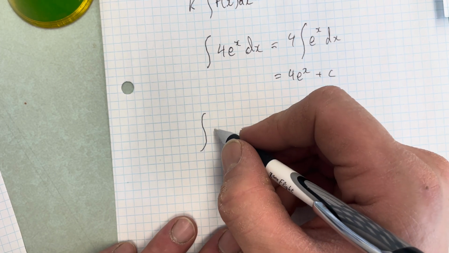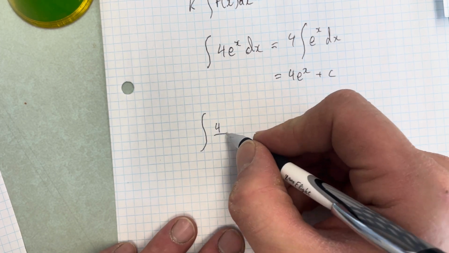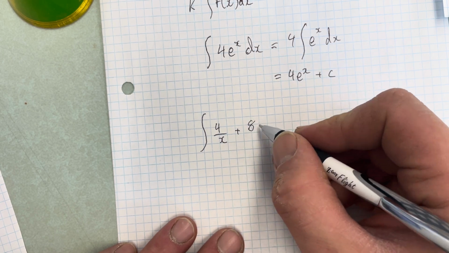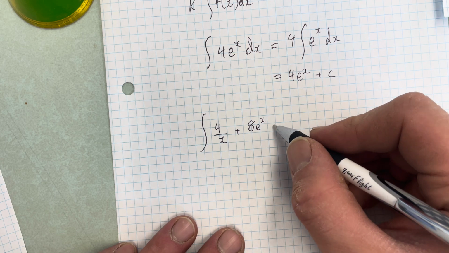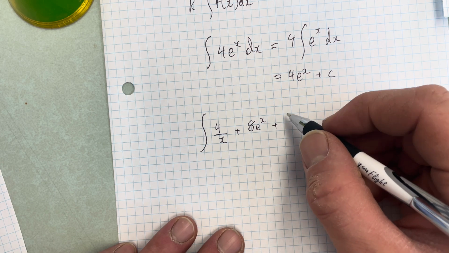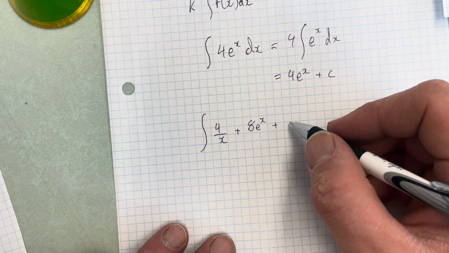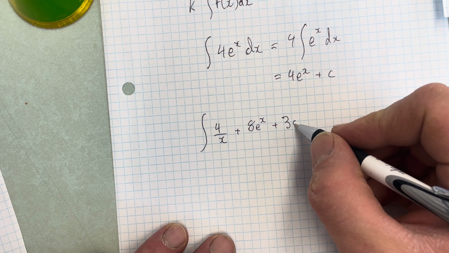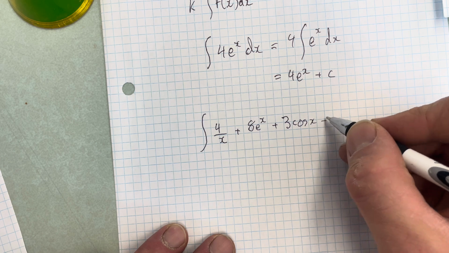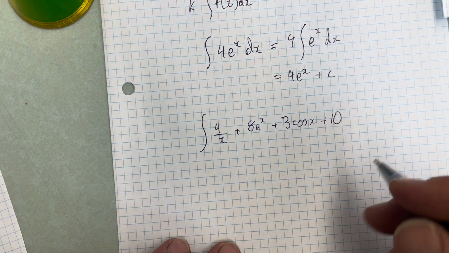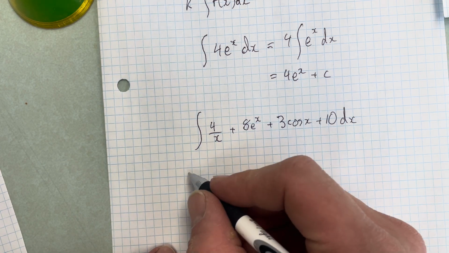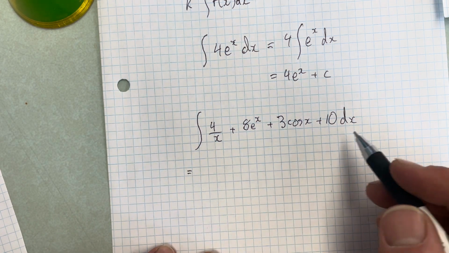So we'll do the integral of, let's go 4 over x, there's a new one for us, plus 8 e to the x, plus, let's go 3 cosine x plus 10. There. And we'll do that with respect to x. So this is going to be the integral of each and every one of these single terms.